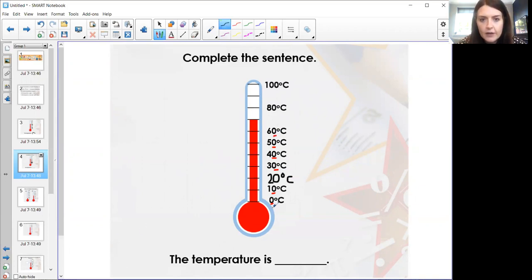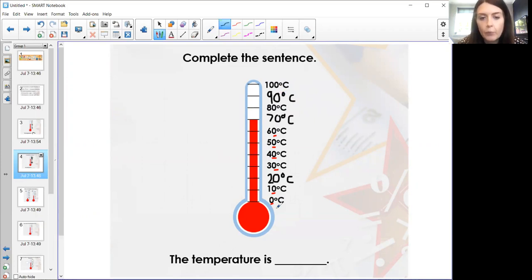And then I've got another few missing numbers, which I'm going to fill them all in because I know I can. So I've got 0, 10, 20, 30, 40, 50, 60, 70, and then 80, and 90. Okay.